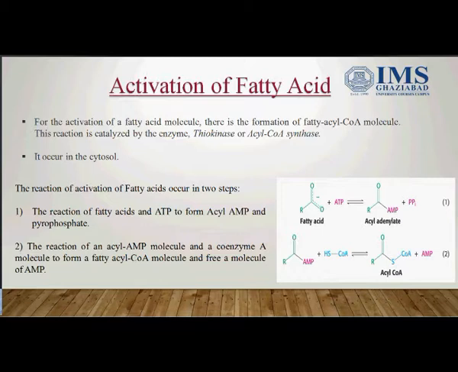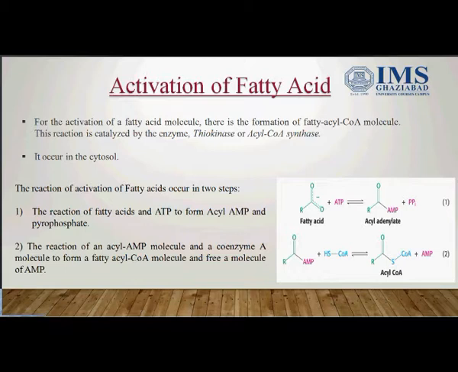For fatty acids to get oxidized, they must first be activated before the oxidation. The fatty acids without their activation cannot be brought inside the mitochondrial matrix. Once the fatty acids are activated outside, they are degraded by the process of beta oxidation. So this reaction can be divided into two steps. The reaction of fatty acids and ATP to form acyl AMP and pyrophosphate.